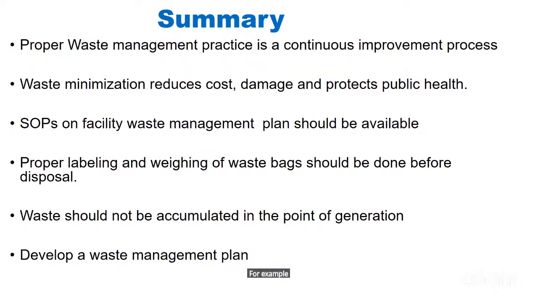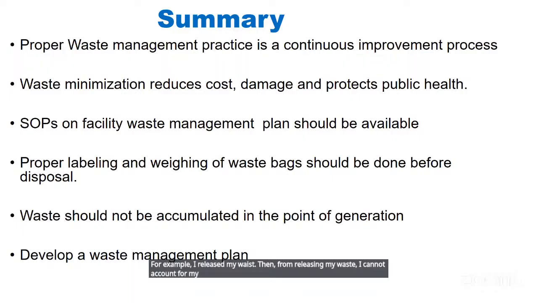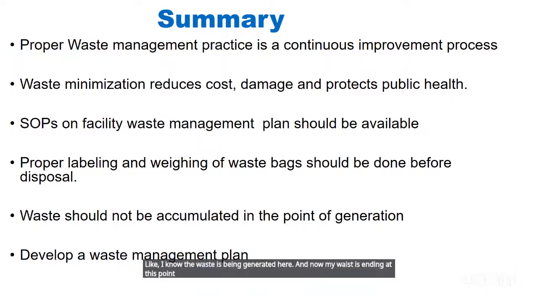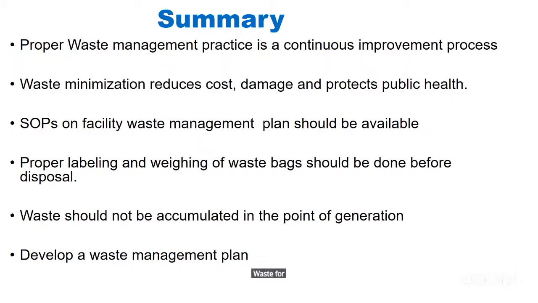For example, I released my waste. Then from releasing my waste, I cannot account for my waste. But if I have a tracking document or an informative document that can help me track my waste, then I can say, in this facility, there is a chain of custody of waste. I know the waste is being generated here, and my waste is ending at this point because there is somebody who is going to acknowledge that I've received your waste for final disposal.